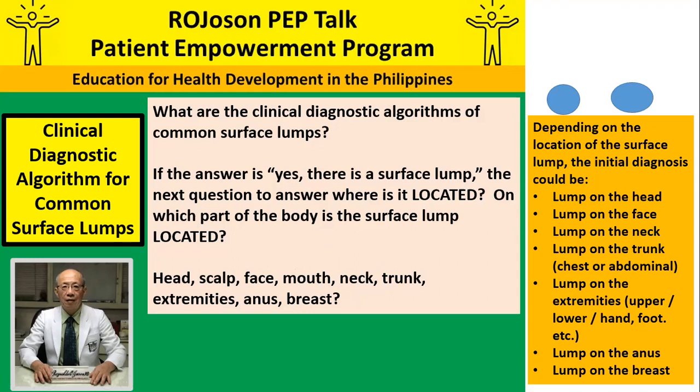Okay? When I say initial, probably 50% na yung diagnosis mo. So, sabihin natin, kung may bukol ka sa head, sabihin mo, I have a surface lump on the head. I have a surface lump on the face. I have a surface lump on the neck, on the trunk, okay, chest or abdominal wall, on the extremities, specify lang kung sa upper or lower, or hand, foot, arms, forearms, etc. And then lump on the anus and lump on the breast. So yan ang first step. May bukol ako, nasaan siya?